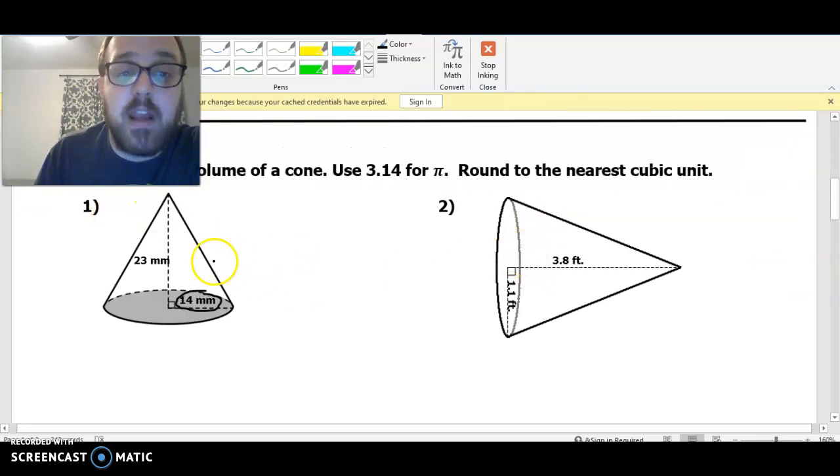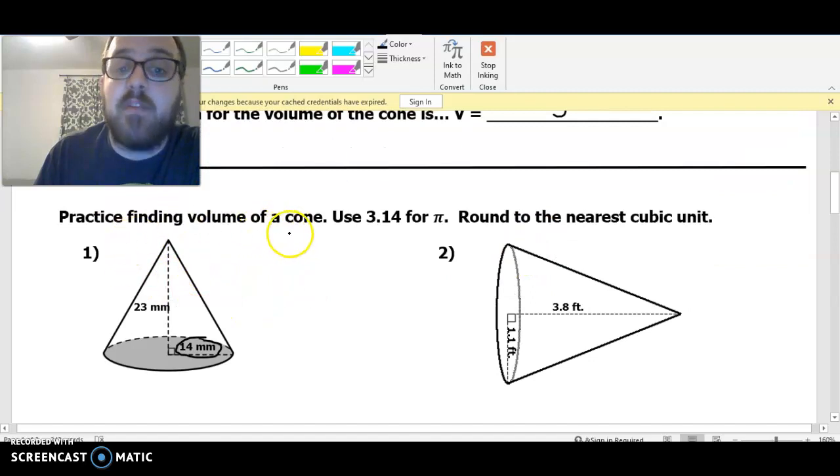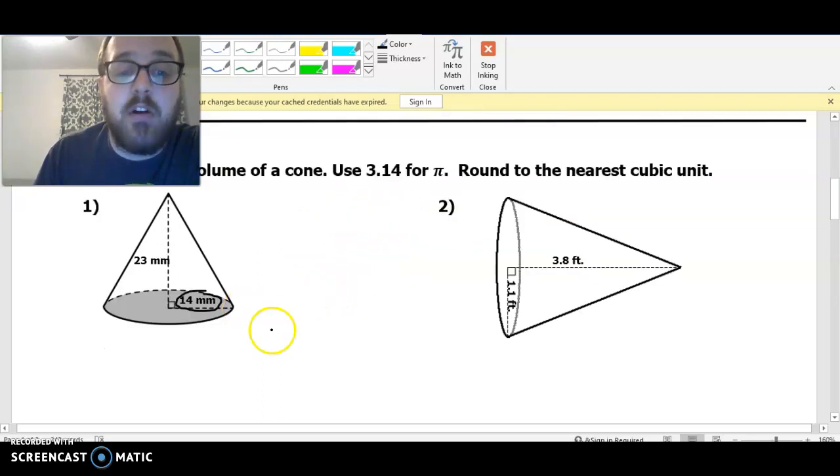For number 1 here, I need to find the volume of a cone, and I'm going to use 3.14 as my pi. We'll change that in a moment and deal with pi if I don't have to use 3.14. First, I need to identify my radius, and I already circled this for you. The 14 is my radius. The radius is always part of that circle component of your cone. So I'm going to write out my formula: pi r squared times the height divided by 3.